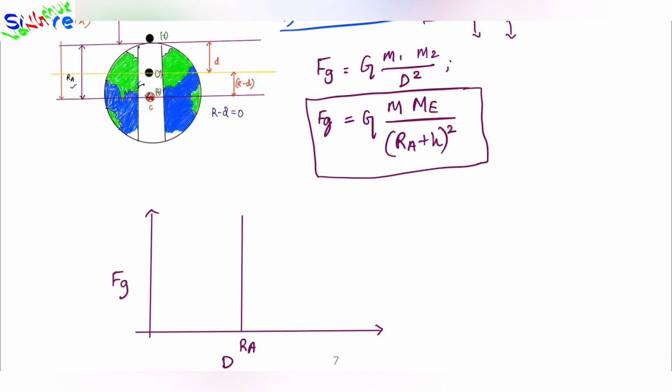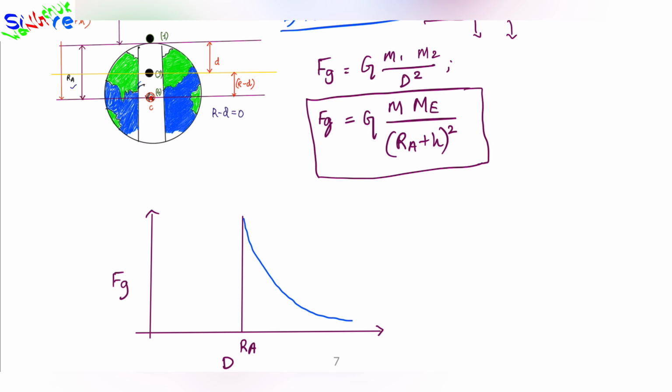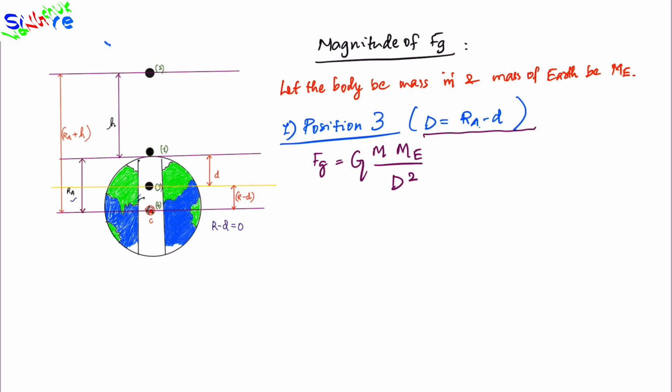Now if we plot the above result in the graph below, we will get a curve where it gradually decreases as the height increases. Now at position 3, the distance d equals Ra minus d. Here we need to have a different approach.